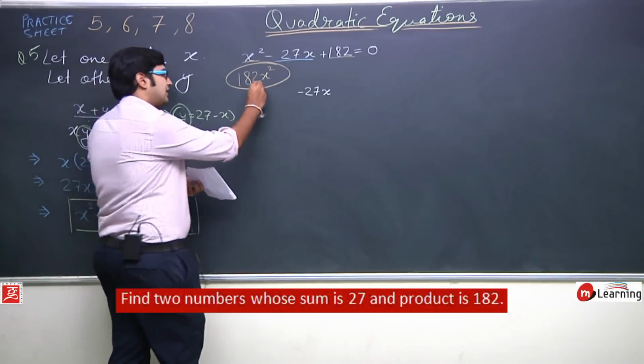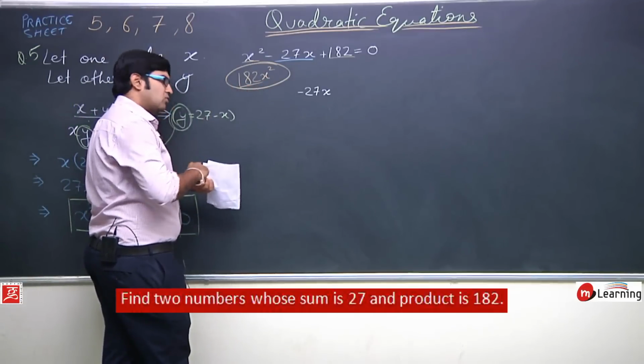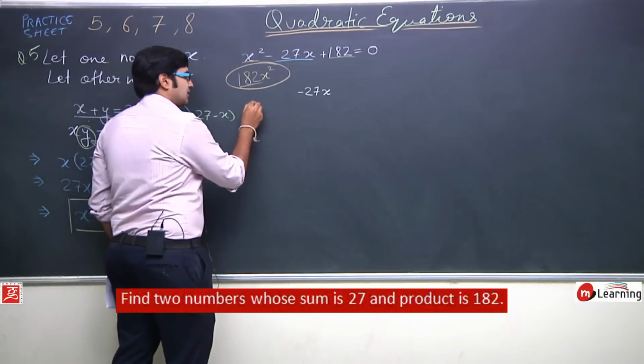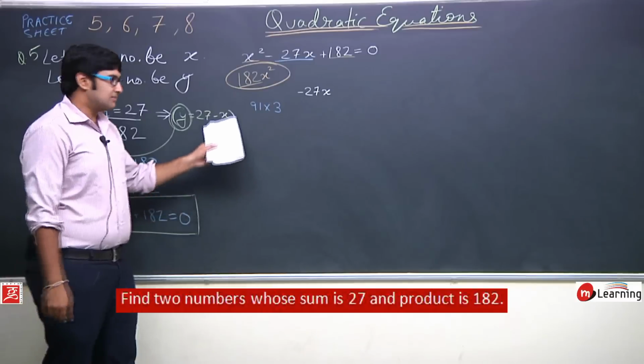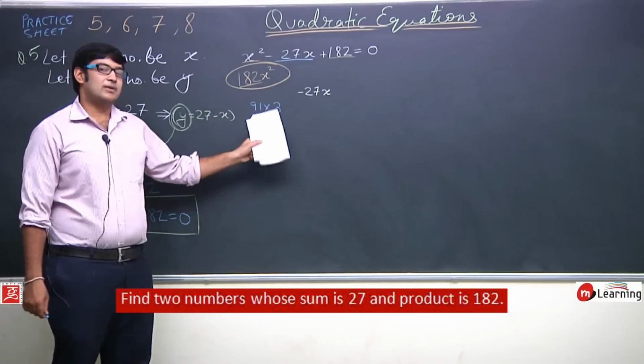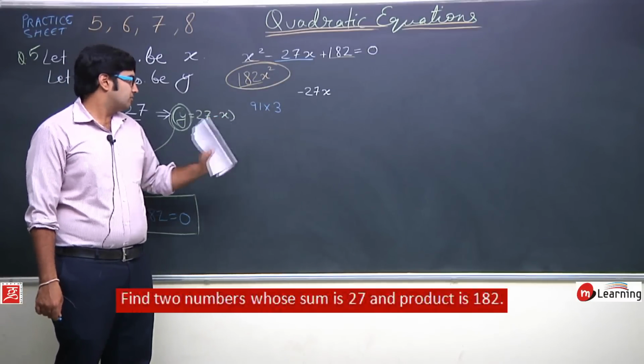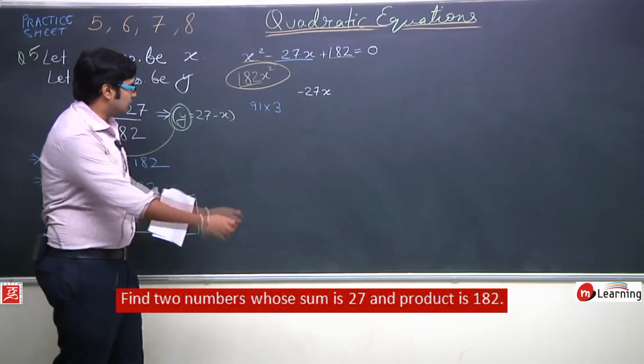So focus on 182. 182 can be written as this is 9 into 1 into 3. Okay, you can simply see that this 182 is divisible by 3. It will give you 91. Okay, sorry, not 91.